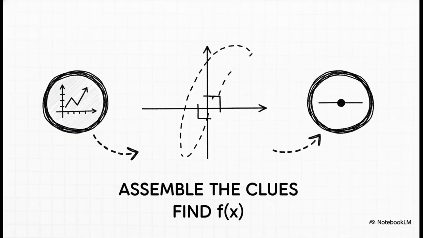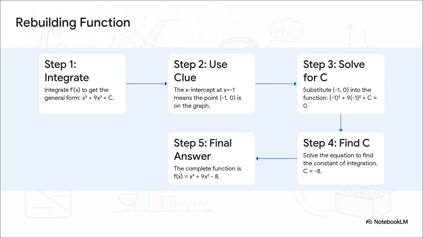So here's our first challenge. We've been given the derivative of some function. You can think of it as its rate of change recipe. We're also given one single clue. The original function crosses the x-axis at -1. Our mission is to use just these two bits of information to rebuild the entire original function, which we'll call f of x.